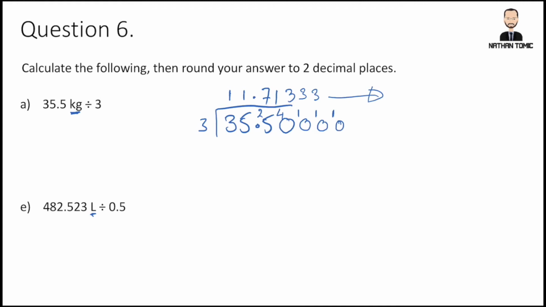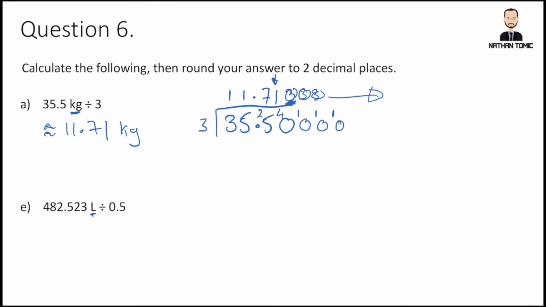Okay, so if we look at our answer, 11.7133333, if we want to round to 2 decimal places, remember we're rounding to this number, which makes this one here our critical digit. It's a 3, so we round down, so that just becomes 0, 0, 0, etc. So really our answer ends up being approximately equal to 11.71, and that's rounded to 2 decimal places. We still need one more thing, and that is to put the kilogram unit back on that we had from the question.